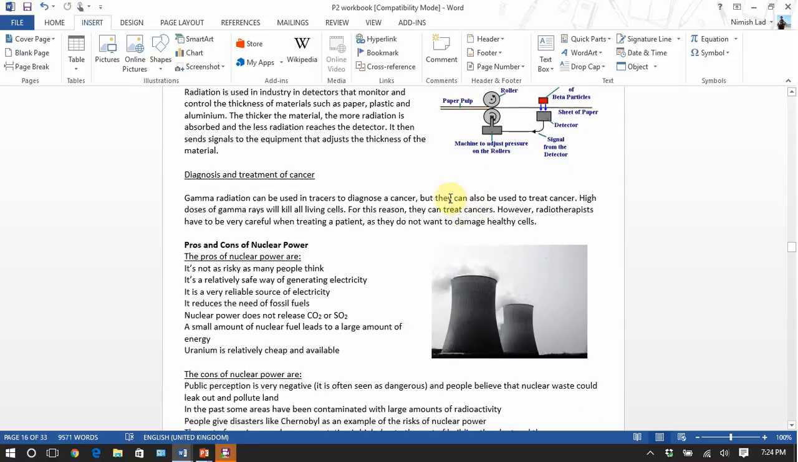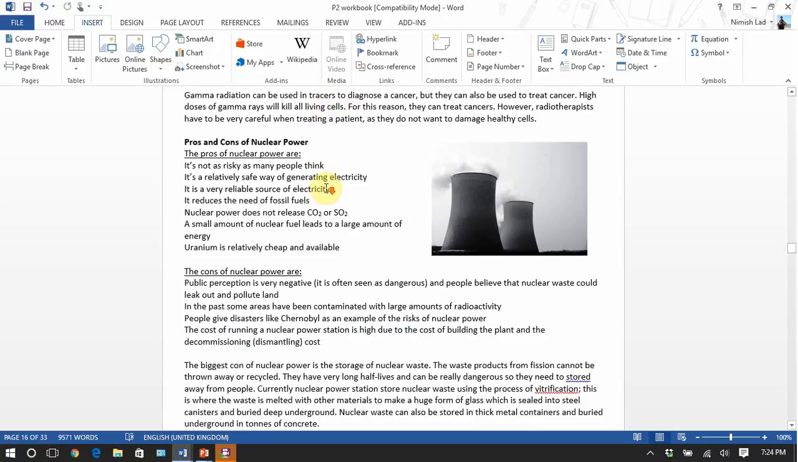And the last one is the diagnosis and treatment of cancer. It can be used in tracers, just like we discussed, to find actual cancer cells, but it can also be used in high doses to kill cells. But it'll kill all living cells as well, so you've got to be careful. They're very careful when treating patients. They don't overexpose and they target it on the damaging cells.